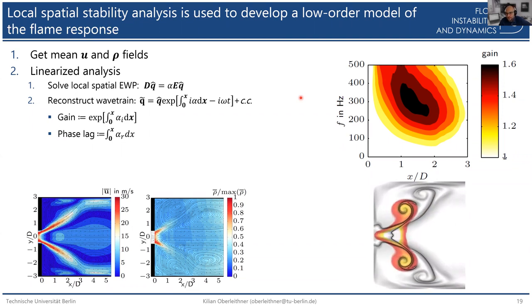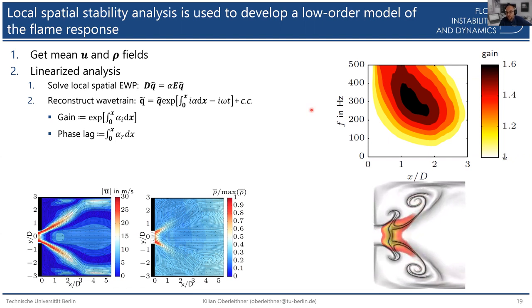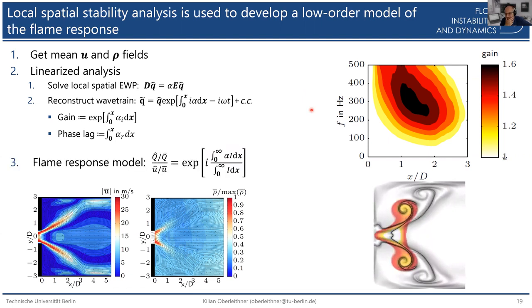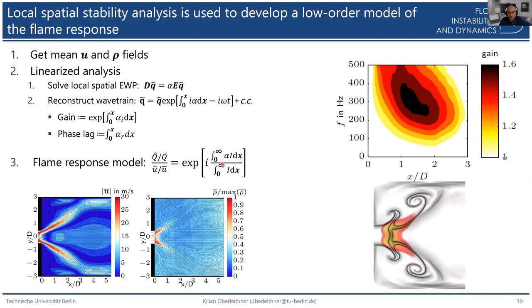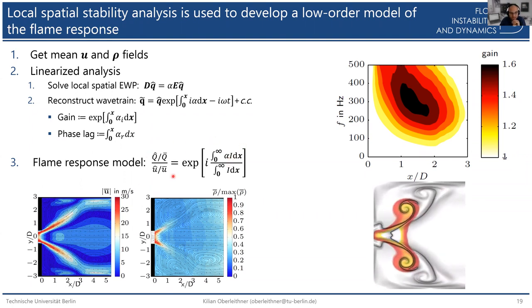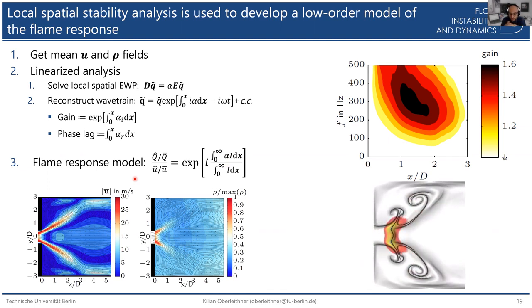Then, of course, we still need to connect this result to get a flame transfer function or a flame response model. So we somehow need to connect this with the heat release. And we did here a very simple approach, but it actually worked quite well. We basically weight our complex eigenvalue, which contains the growth rate and the wave number of my perturbation, and we weight this with this intensity E, which is the mean intensity of our flame. And with this, you get a transfer function that relates the heat release to some velocity perturbation.